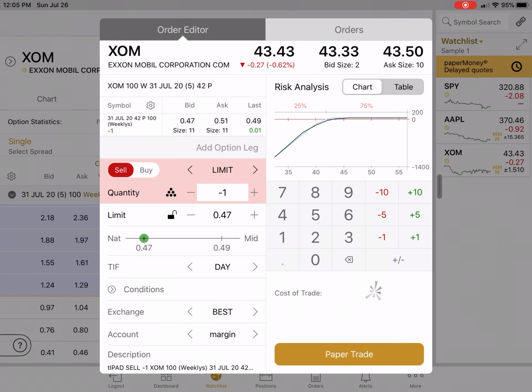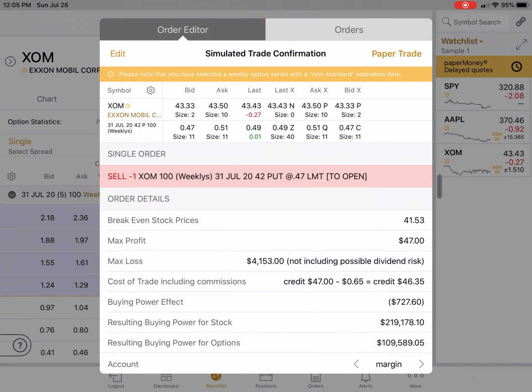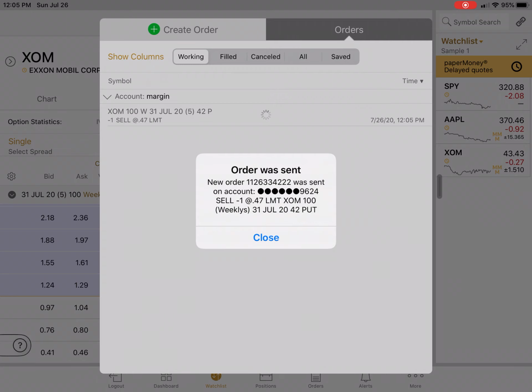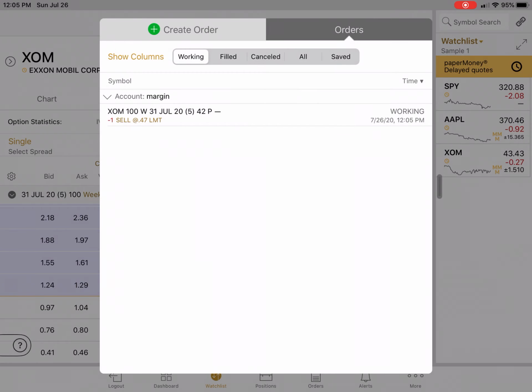So you tap on paper trade, and you're selling a single order of 1 contract, Exxon 100, July 31st, $42 put at 47 cents limit. Then I'm going to tap on paper trade, and well, since it's a Sunday, it won't go through.